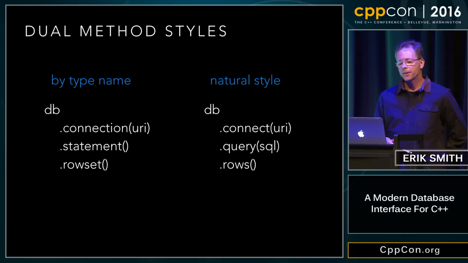A little bit about the methods here. I think I actually have two styles here. One is what I'll call by type name, where the accessors on these classes are just analogous to the types themselves. So if you want a connection object, the name of that accessor is just connection, versus a natural style, which is more like a noun or a verb, where you say connect, query, rows.